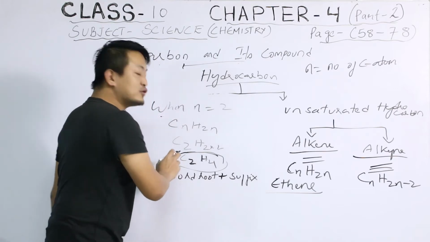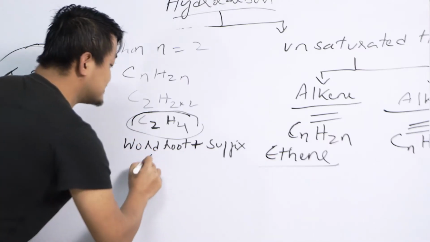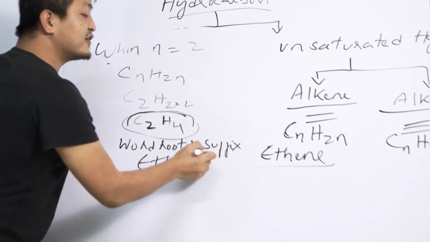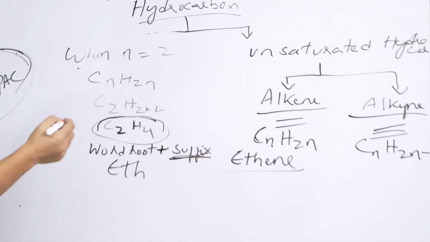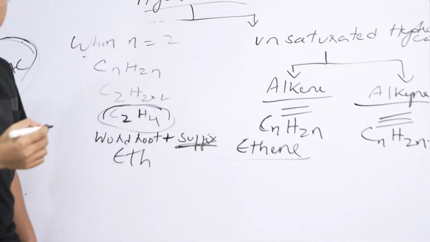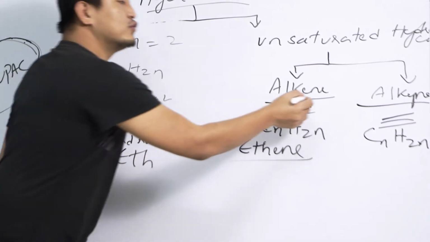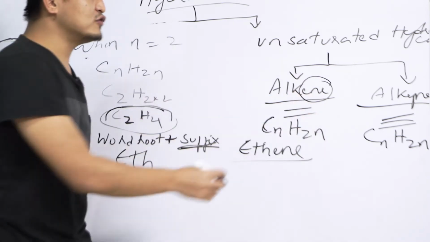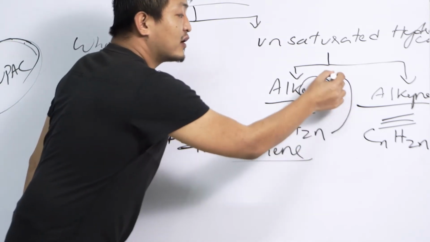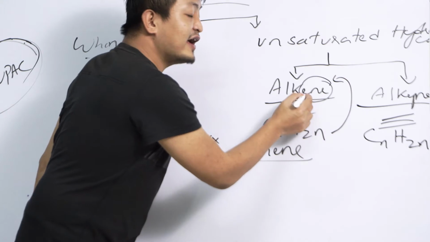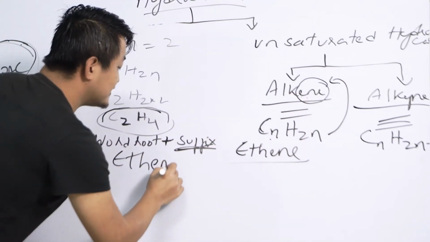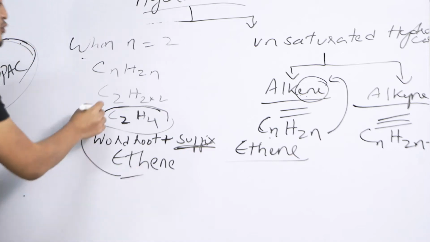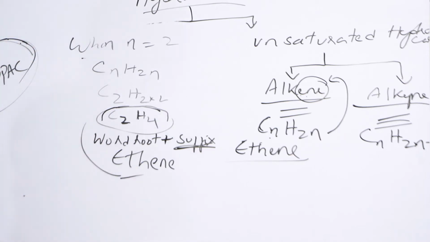Now, 2 carbon atoms means, like I have said, eth. And then the suffix: since this is about alkene, we use the ending ene. So it becomes ethene, and the formula would be C2H4.